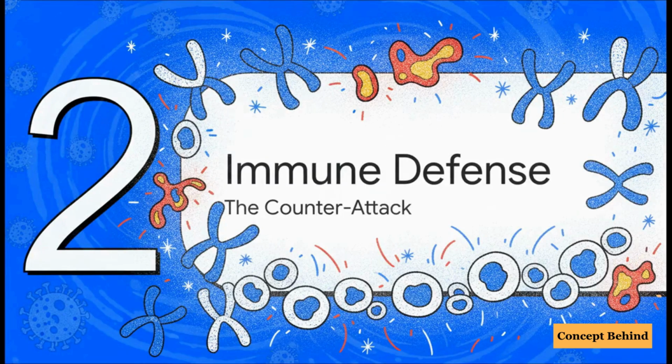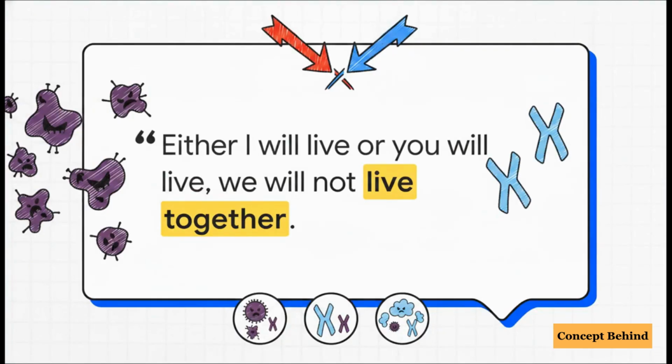Moving on to part 2, antibodies, the immune defense. It's time to meet the body's counterattack. You know, the drama of this immune response is pretty fierce. Whenever antigens show up, the body forms antibodies to fight them. And the golden rule of this particular war is basically either I live or you live. We are not living together.